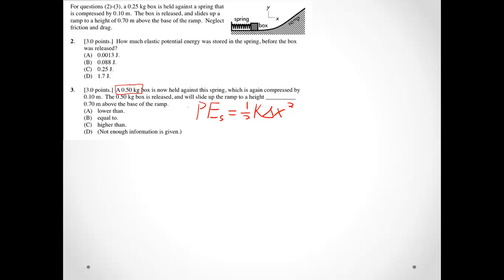So it doesn't matter what you put up against that spring in terms of its mass, whether it's a quarter of a kilogram or 20 kilograms or 100 kilograms or 0.5 kilograms, it has the same amount of energy stored up because it's the same spring, and the spring is what determines the k. That's a property of the spring.